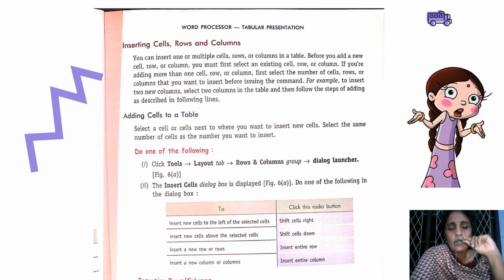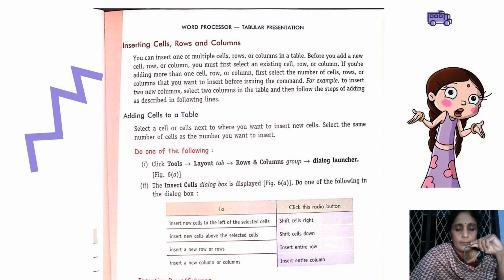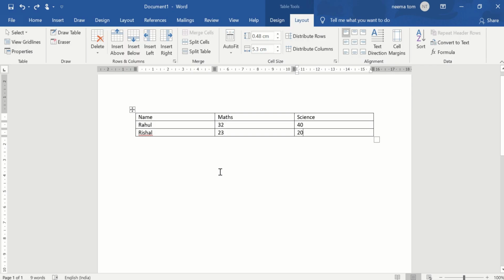Suppose we have created a table with 5 rows and 3 columns. After that, we need to add one more row or column into that existing table. Let us see how we can add a new row or column into the already existing table. Now let's see how we can add a cell to a table.